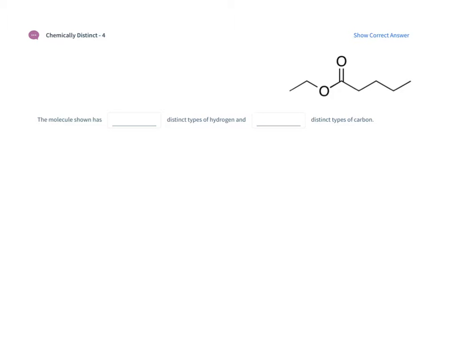To figure out the number of distinct hydrogen in this molecule, I'm going to draw the structure and include hydrogens in my formula. So a partially condensed type structure. CH2, we have an O, C double bond O, CH2, CH2, CH2, and finally a CH3.